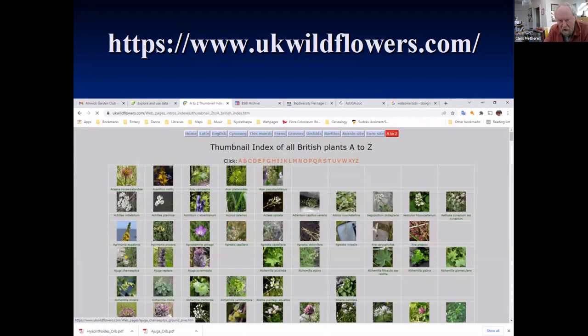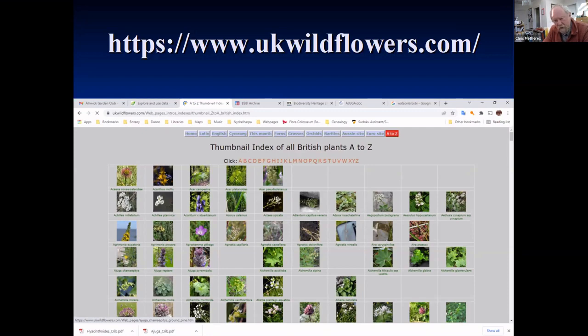This is the A page. And if you want to know what a plant looks like, you can click on Ajuga reptans or Alchemilla, whatever it is, and up will come a series of photographs, a little bit of information, and you can guarantee that those photographs are correctly identified. And it's a very useful resource because, as I said, a lot of photographs on the web turn out to be not what they are stated to be.